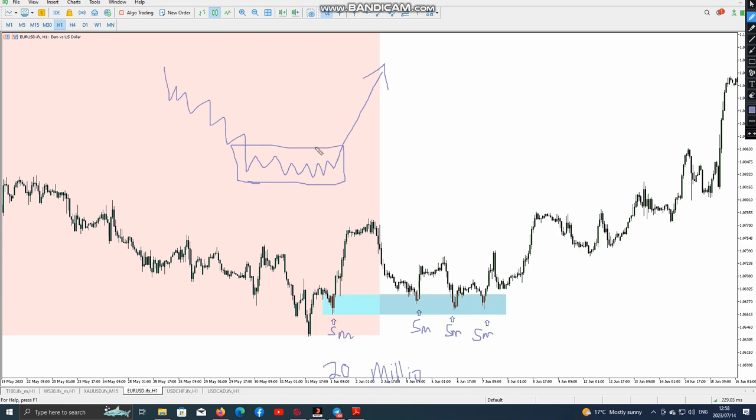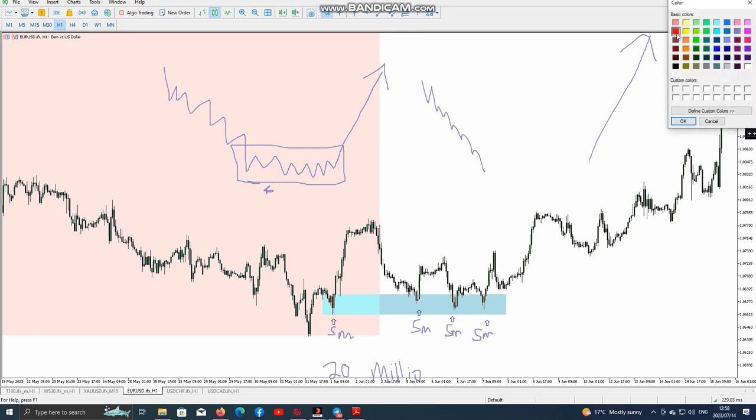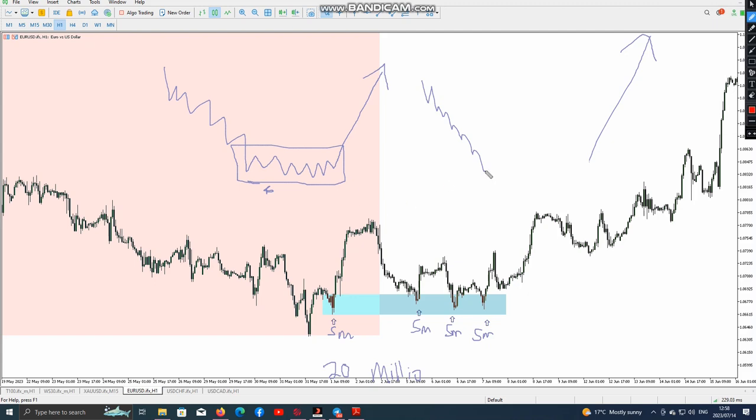Do you understand? Sometimes you must know that in this ranging market structure, the market can come and create something like this. It can trend down and then start consolidating, then it moves up. So the moment it starts moving up, I want to show you what can happen during this ranging market structure. So let's change the color. The market can consolidate, but in this consolidation, it can create something that we call a liquidity injection or a liquidity sweep.